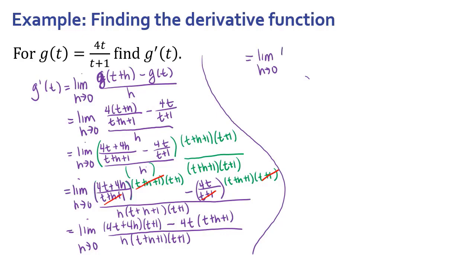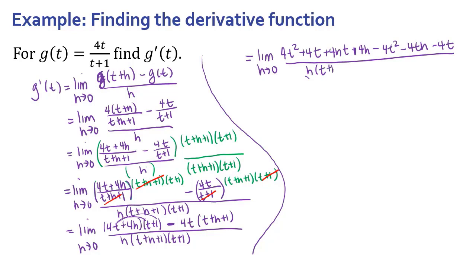When I do that, I'm going to get 4t squared plus 4t plus 4ht plus 4h minus 4t squared minus 4ht minus 4t. Again, I had to distribute this negative sign to each of these. And then that's all over h times t plus h plus 1 times t plus 1.